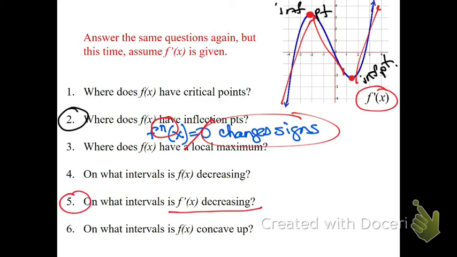Where is f prime decreasing? 2 different ways of thinking about that one. Decreasing is a first derivative word. So this is derivative of derivative. So that's second derivative negative. Okay, or concave down, but that's not that helpful for this graph.